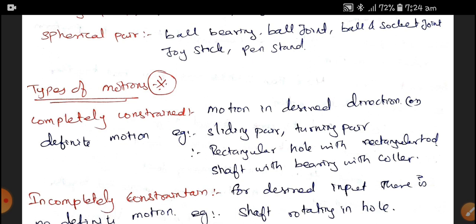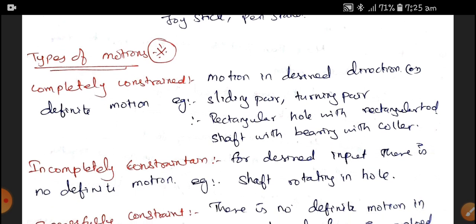The motion is desired motion in a desired direction, or definite motion, and is called completely constrained motion. For this, sliding pair, turning pair, rectangular hole with rectangular rod, shaft with bearing with the collars are all completely constrained motion.